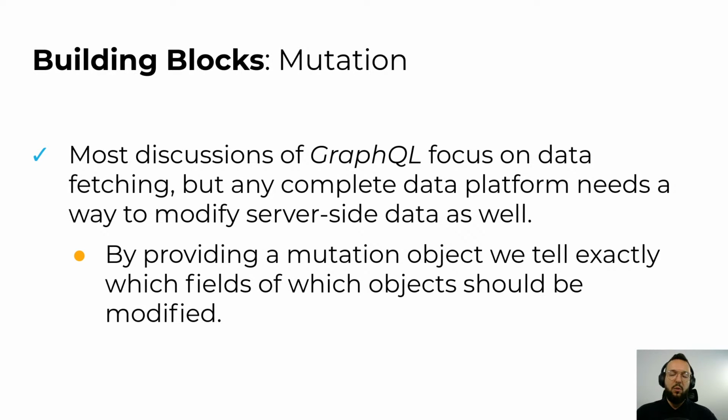However, the second action is mutation. Fetching the data is obviously a use case for GraphQL, but in many cases you need to modify the data as well. You would like to have the ability to modify your data from the client side to the server side. By providing a mutation object, you tell exactly which fields in which objects should be modified and how.